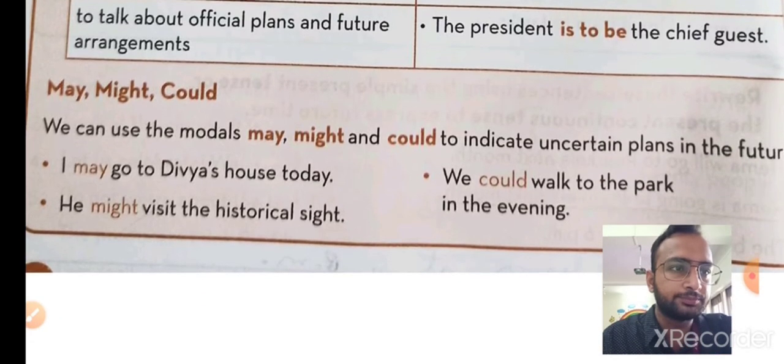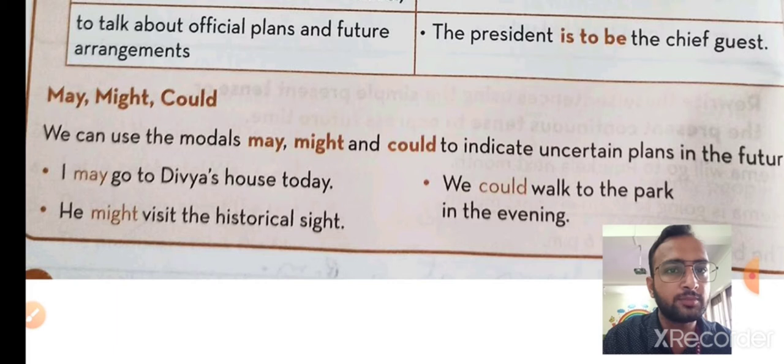May, might, could. So here we can see we can use the modals may, might, and could to indicate uncertain plans in the future. Uncertain means that it may or may not happen. So there are 50-50 chances for them. I may go to Divya's house today. He might visit the historical site. We could walk to the park in the evening. So these are used basically to define situations that may or may not happen in future.